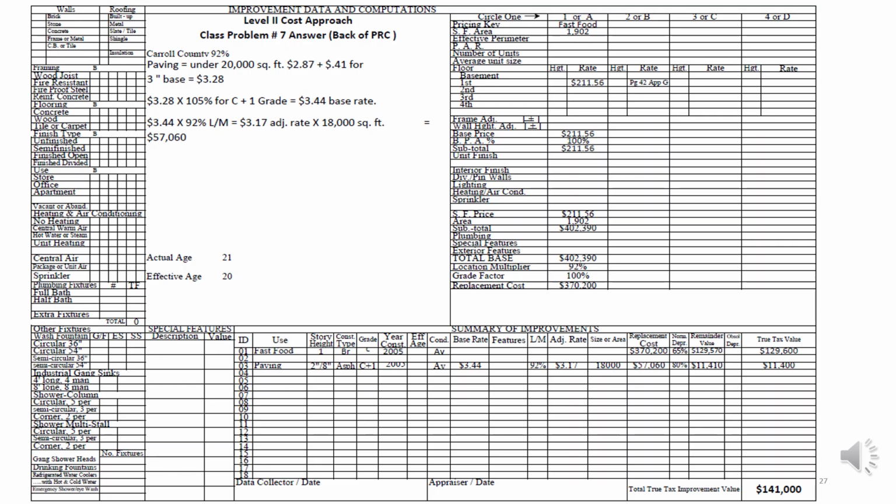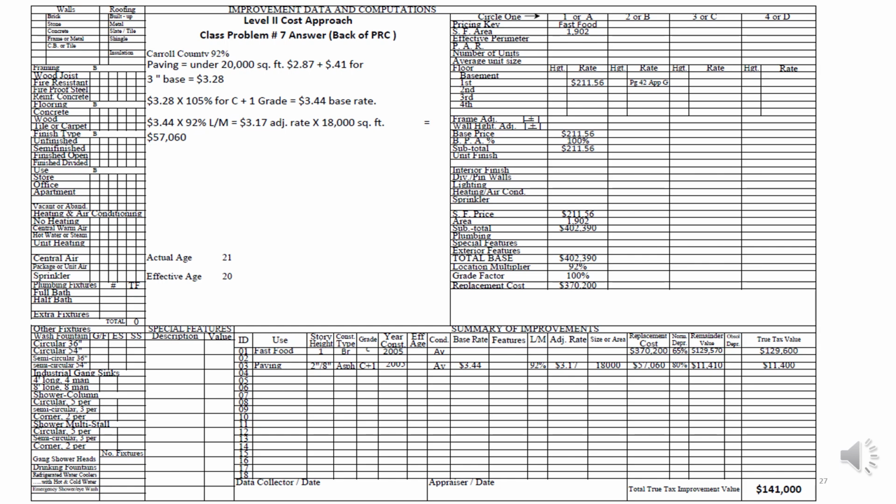Again, we're going to take our depreciation out. You either take your replacement costs times your depreciation to get your depreciated dollars and then subtract that out to get your remainder value, or find your remaining percent and take that times your replacement cost. You're going to get a remainder value of 11,410. For our true tax value, we're going to round that to the nearest hundred and we're going to get 11,400.